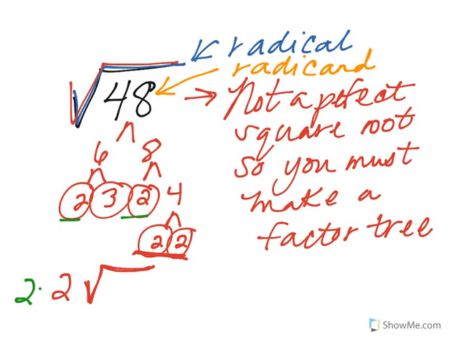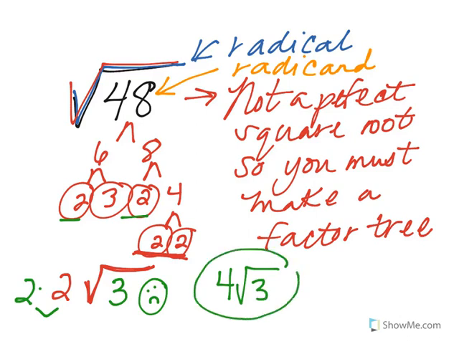Okay, the prime number that does not have a date is 3. Okay, 3 has no date, so it's going to be all lonely and stuck in the house because he has no date. So the numbers that you have on the outside, you're going to multiply together. So this means you have 4 square roots of 3. And that's your simplified version of the square root of 48.